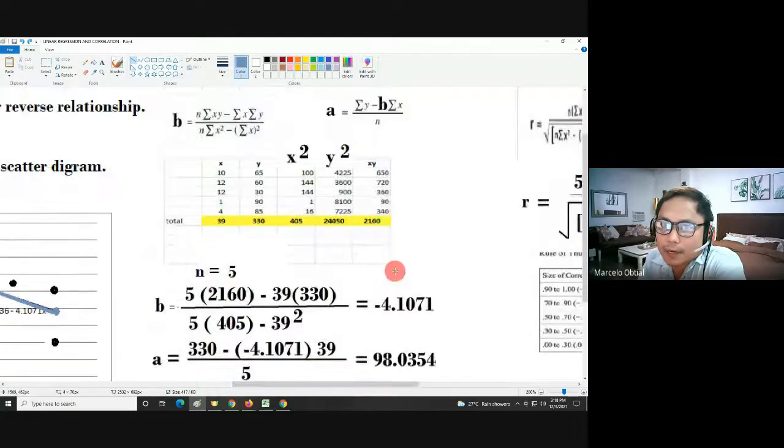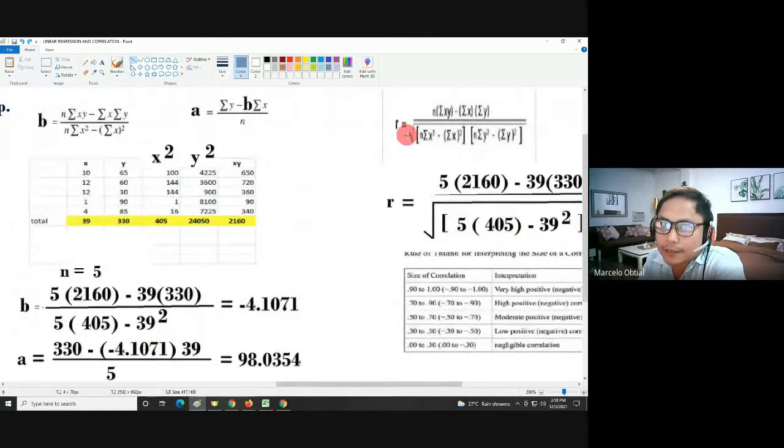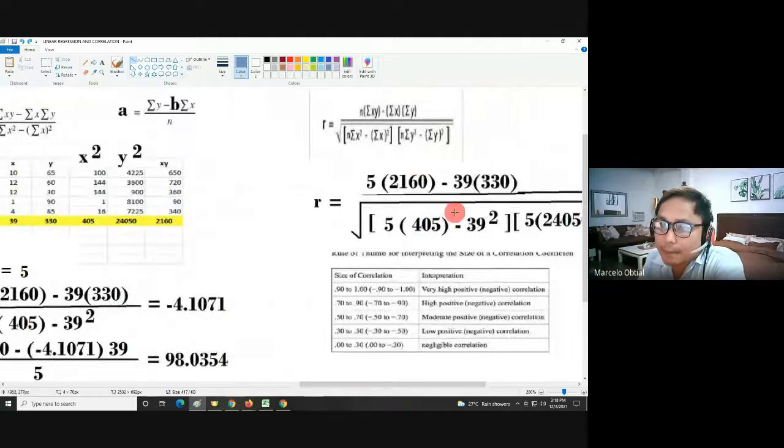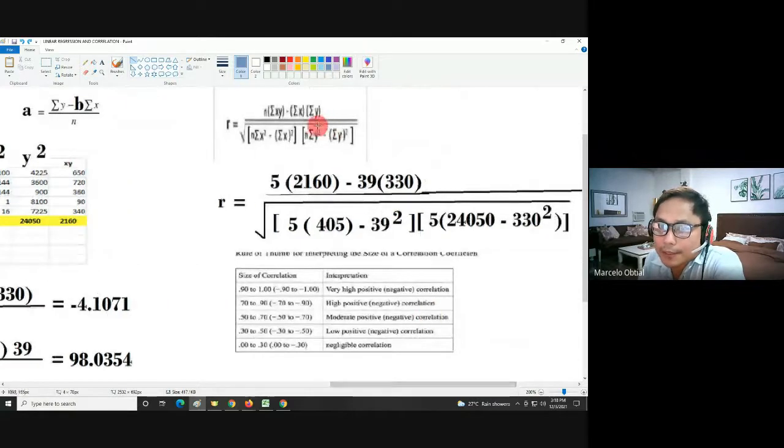Okay, doon na sa formula, pareho lang ito tsaka dito. Okay, they're the same, no? Ito lang nadagdag. Okay? So, all you need to do is to copy yung denominator ng B doon sa part ng, okay, parte lang ng denominator ng R, which is this one, no? Then, introduce yung bago. Itong bago is N, okay, 5, summation of Y squared.